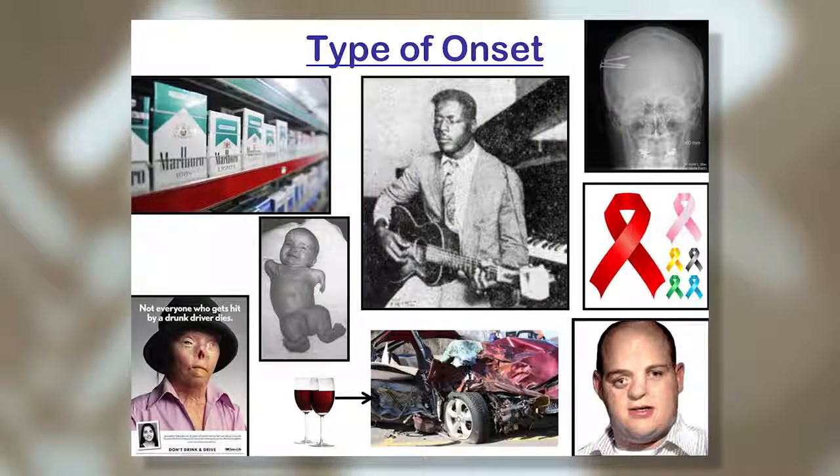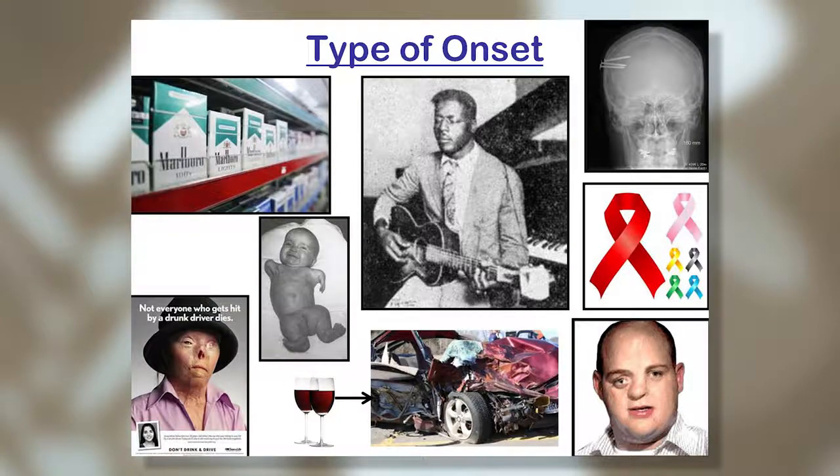So if you think about the type of onset, just think about what your reactions are when you look at these pictures. We see a baby who might have been a product of the mother taking thalidomide. We see what looks like a blind blues player. We see cigarettes, which are the cause of much disability. We see a warning, "Not everyone who gets hit by a drunk driver dies," and the implication here is ending up looking like this would be worse than death. We see a person who possibly has Down syndrome. We see a car accident. Our reactions to the onset and the type of disability because of the onset are quite different sociologically.